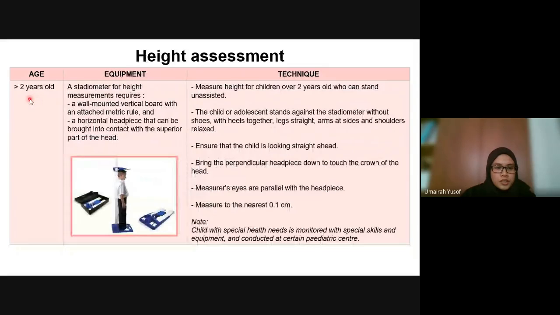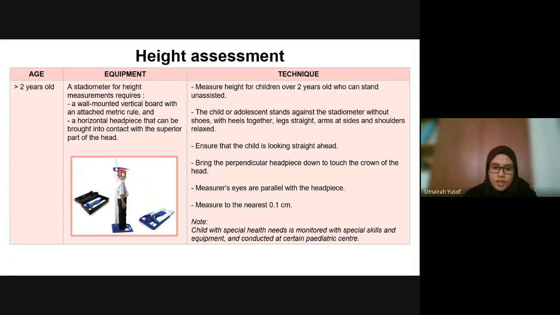As for children above 2 years old, we use a stadiometer for height measurements, and it requires a wall-mounted vertical board with an attached metric rule and a horizontal headpiece that can be brought into contact with the superior part of the head. And for the technique, we measure the height for children over 2 years old who can stand unassisted by anyone.